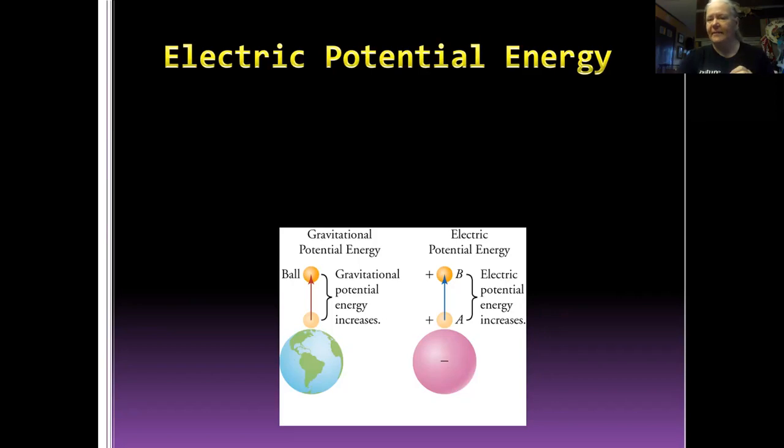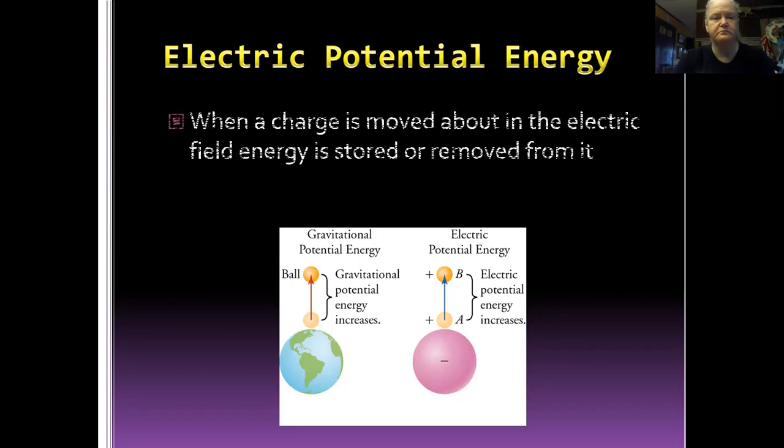Now, the only thing I don't like about this picture is it doesn't show you a negative charge next to a negative charge. In that case, I have to force that negative charge to stay there. I'm moving it toward the other negative charge, so I have to apply my force in a different direction. So when I move a charge around in an electric field, I either remove energy from the charge or I add energy to it. It just depends upon what I've got going on with my electric field.